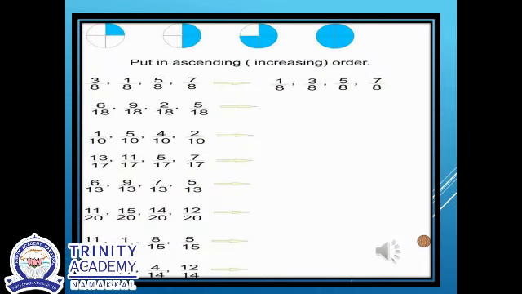Here are some examples of ascending order. So first question is 3 by 8, 1 by 8, 5 by 8, 7 by 8. Here the denominators are the same. It is like fractions. So arrange in ascending order, that is increasing order, small to big. Here which is the smallest? 1. So 1 by 8, then 3 by 8, then 5 by 8, then 7 by 8. Similarly, second and third questions, do them as homework.